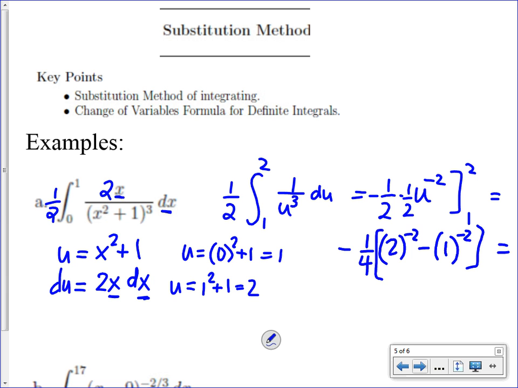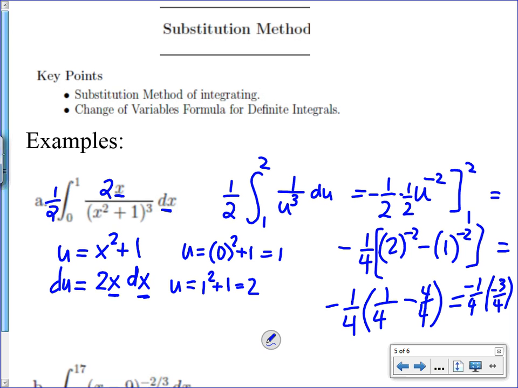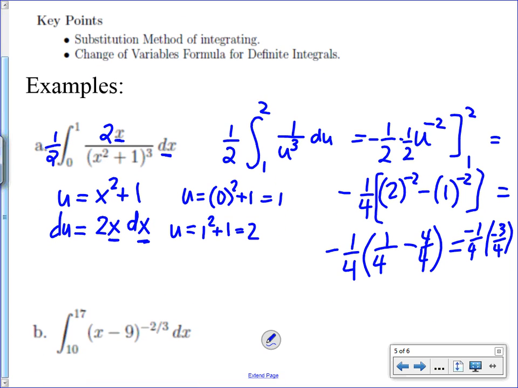And if you guys remember, 1 to any power is 1, okay? But 2 to the negative 2, that's going to become 1 over 4, because that'll become 1 over 2 squared, which is 1 over 4, minus 1. Okay, to go any further, we need to find a common denominator. So I would convert the 1 to 4 over 4. And so this will become negative 1/4 times negative 3/4, which in the end becomes 3 over 16.